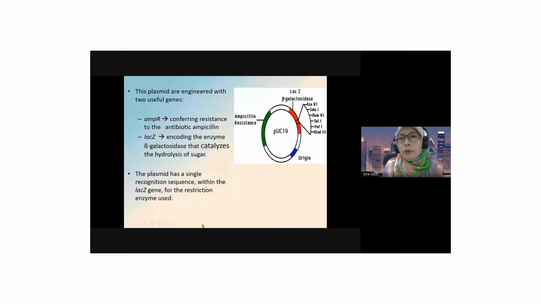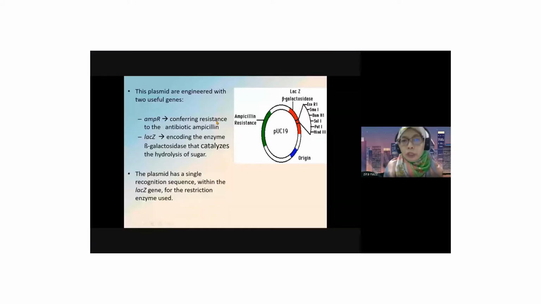I'm going to show you the structure of a plasmid. This is a very important vector in gene cloning methods or genetic engineering. Take note that this plasmid is a circular DNA and it contains two important genes. The first gene is the antibiotic resistance gene, for example ampicillin resistance, AmpR.